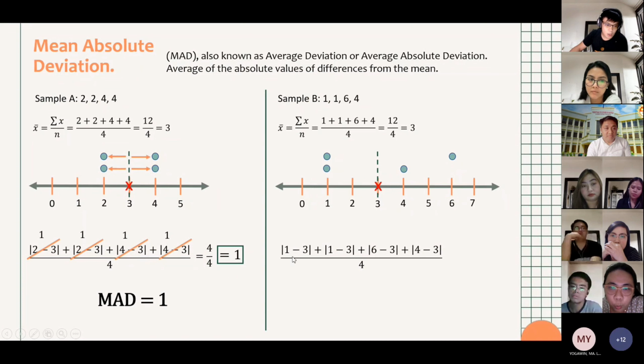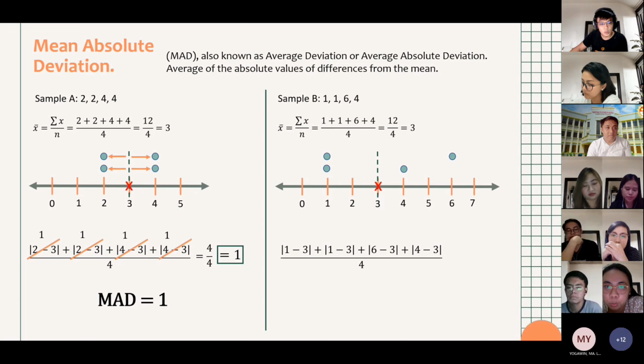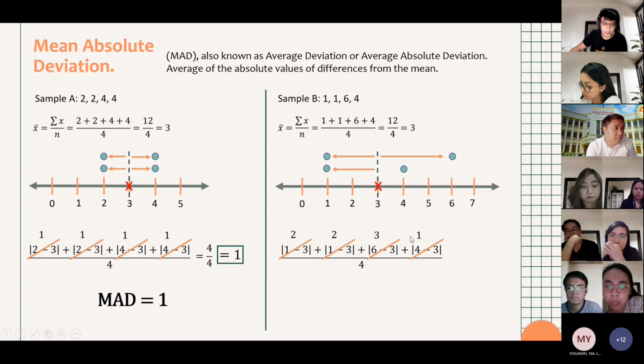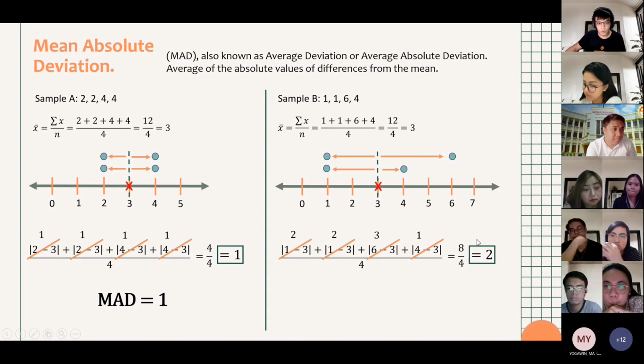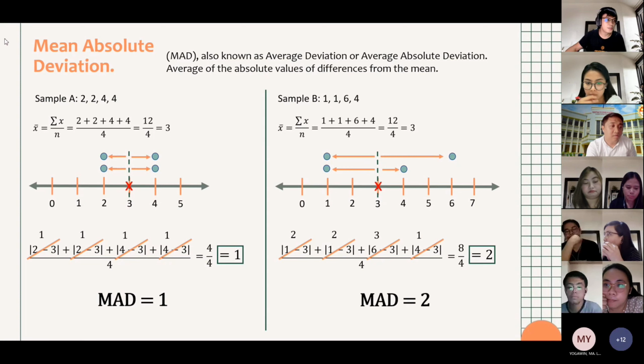So this is our first data, 1 minus the mean, 1 minus the mean, 6 minus the mean, and 4 minus the mean. So 1 minus 3 is equal to negative 2, which has the absolute value of 2. 1 minus 3, ganun din. 6 minus 3 is equal to 3. 4 minus 3 is equal to 1. So 2 plus 2 plus 3 plus 1 is equal to 8. So 8 divided by 4 is equal to 2. Okay? Nagigets po ba? So this is our mean absolute deviation for our second example.